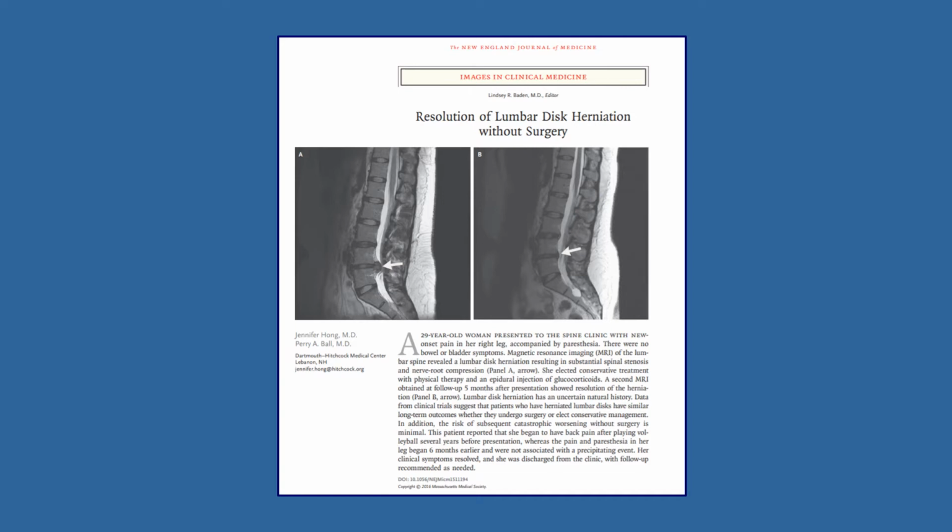The point here is that these discs can resolve, and I think that's part of the education you provide to your patients who have these large herniations, whether they have surgery or not, right? Their outcomes are going to be about the same.